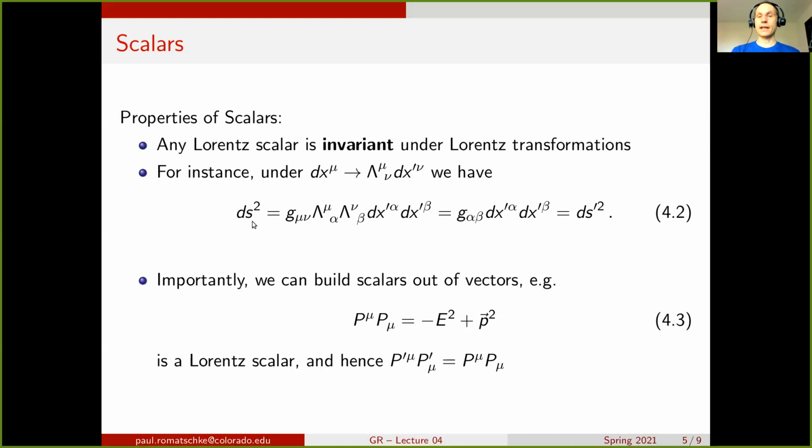Note that we can build scalars out of vectors. So for instance, we can take the contraction between two 4 momenta, p mu p mu. If we write it out in components, this is minus E squared plus p vector squared. And because we have contracted the indices between these two vectors, this object is a Lorentz scalar. We find that a Lorentz scalar is invariant under Lorentz transformations. So this object in the transformed frame, p prime mu p prime mu, is the same as the original one, p mu p mu.